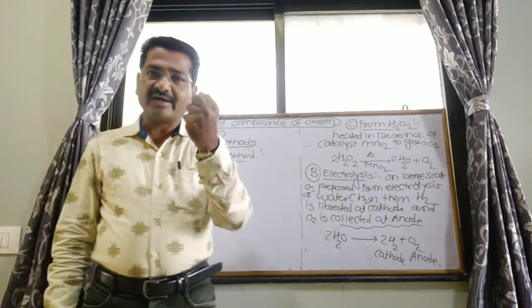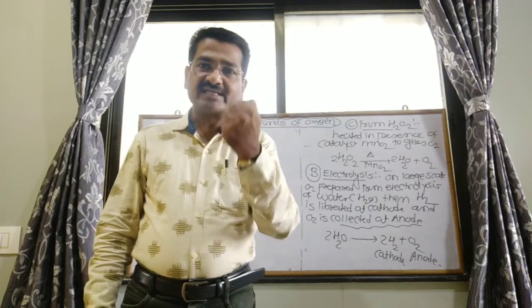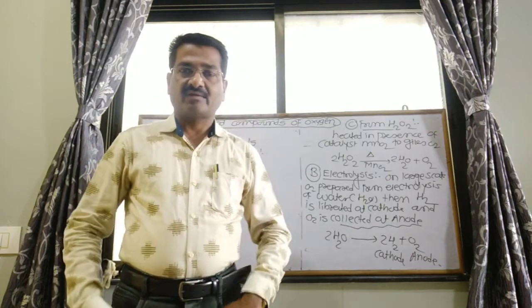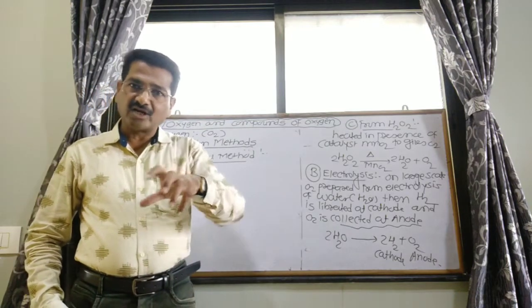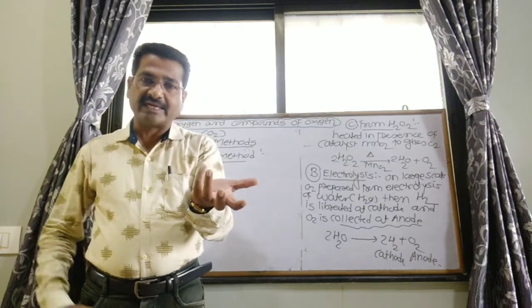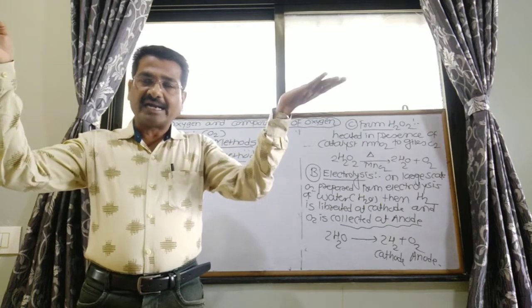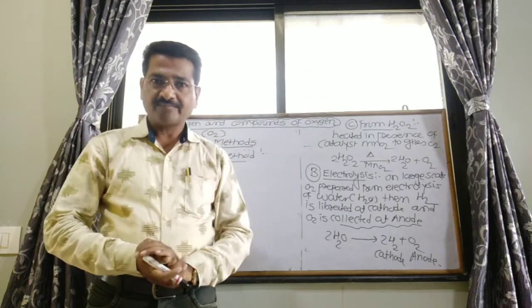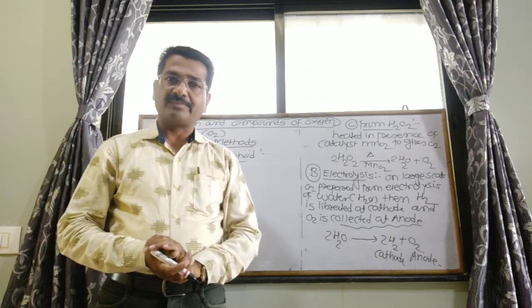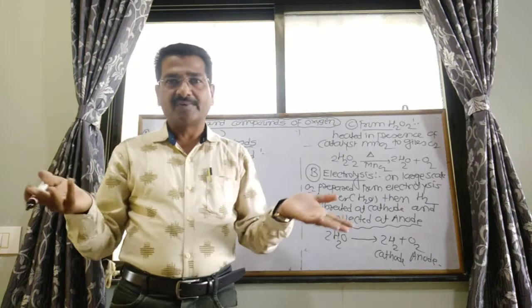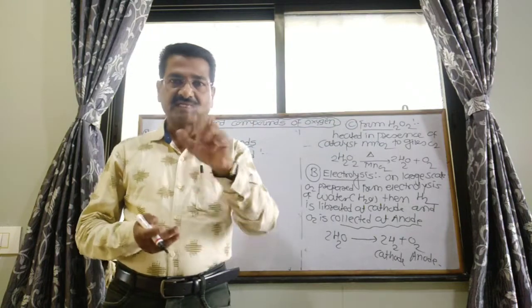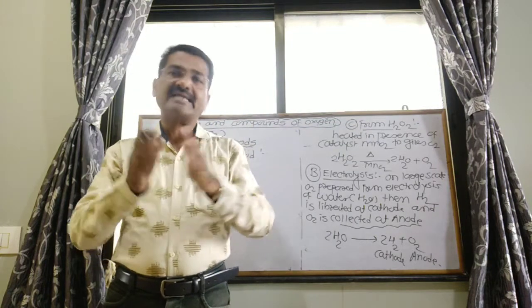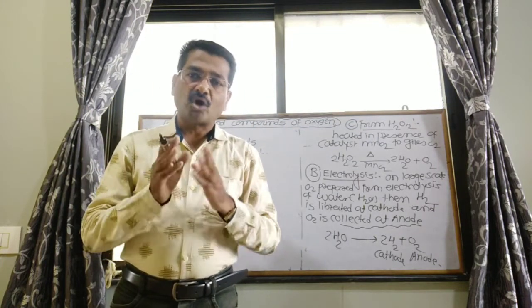For this, we require fractional distillation of air. Whenever the air undergoes fractional distillation, carbon dioxide and water vapors are removed. Then the remaining gases, N2 and oxygen, are collected, liquefied, and the oxygen is separated.